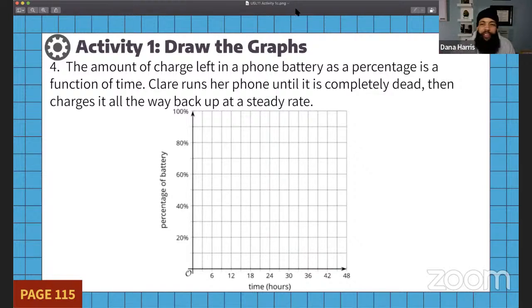So let's just pick a number. Let's say Claire had 60% left in her phone, and she ran it until it was completely dead. Let's say it took her 9 hours for her phone to run out from 60%, and then she charged it all the way back up. Now, if you have a really good new phone, it's going to take a lot less time to charge it up. We're not talking about the old phones.